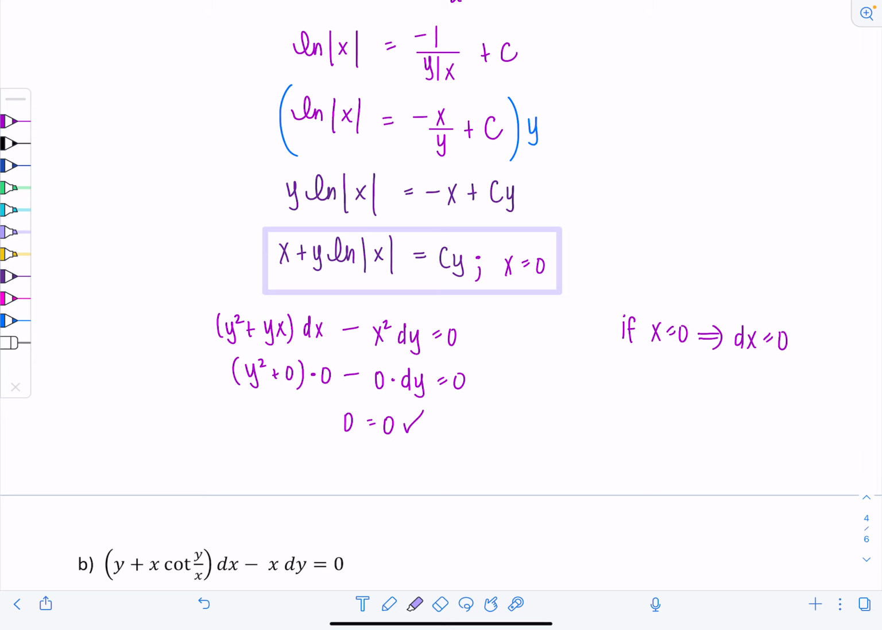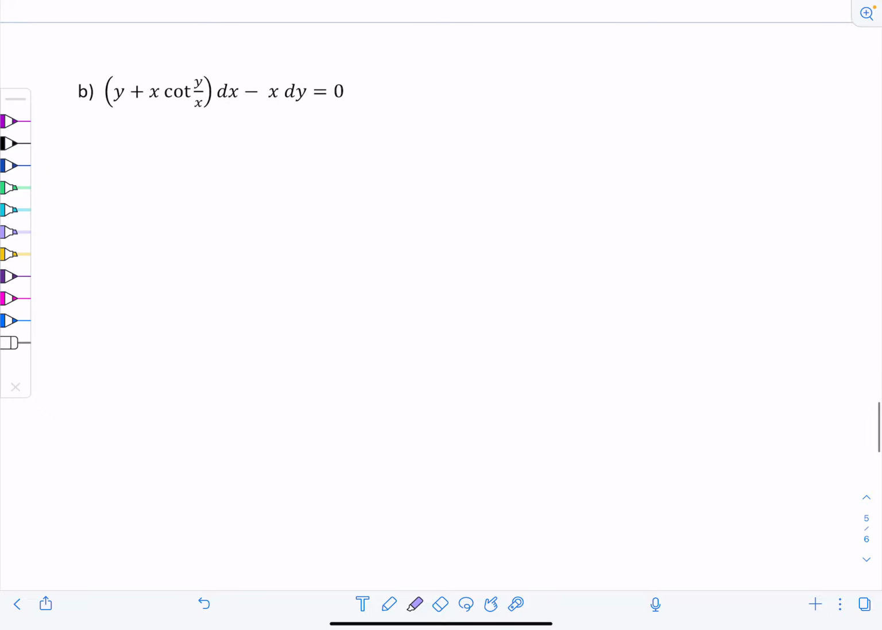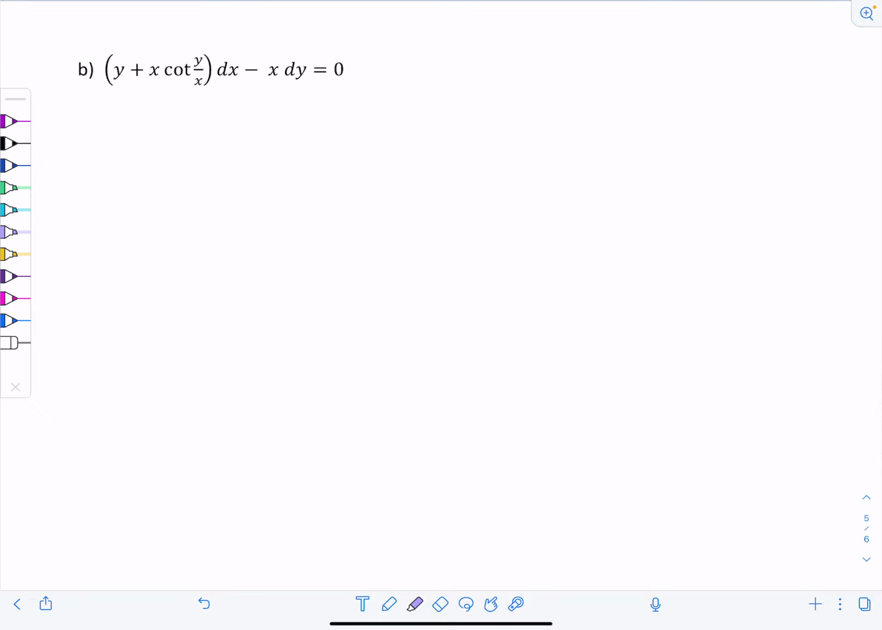Okay, let's look at another one, a little fancier. So example B, we have y plus x cotangent of y over x dx minus x dy. So let's see. Here is m of xy. Is it homogeneous? Yes, it's degree 1. That looks good. This is n of xy. Is that homogeneous of the same degree? Yep, it's degree 1. So we checked. Everything's good. Homogeneous of degree 1.